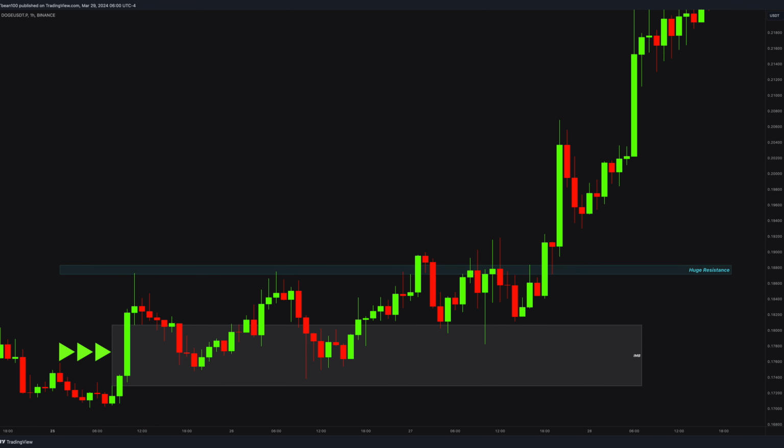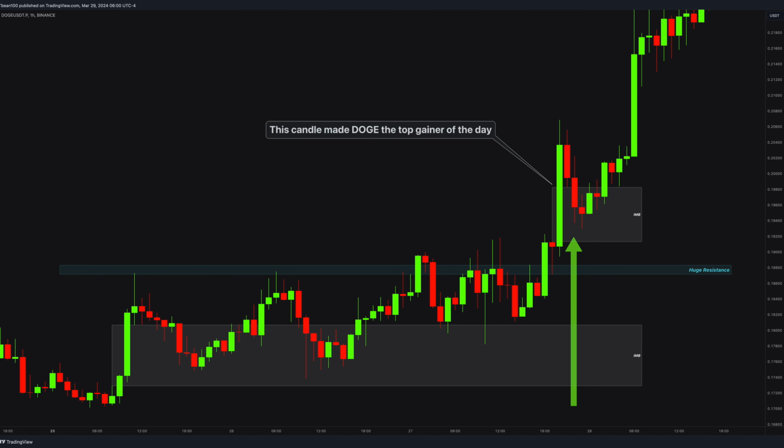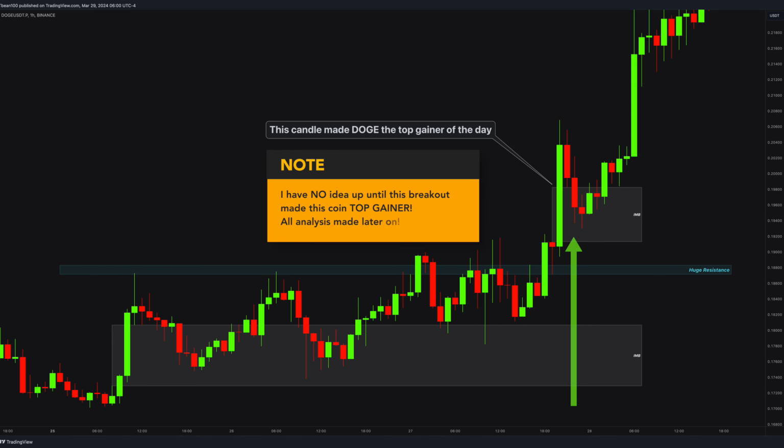It actually all started with this imbalance. This imbalance started to push the price way back in the day. With this mega push, we broke out the resistance. This candlestick made this coin the top gainer. Remember this. I have no idea and never checked the charts before this candlestick. I did all the analysis after this candlestick.